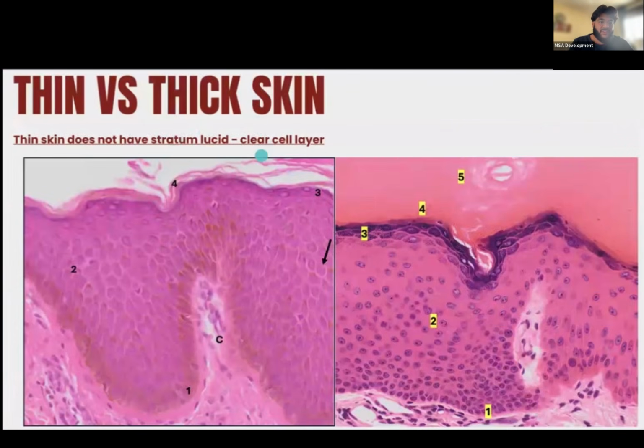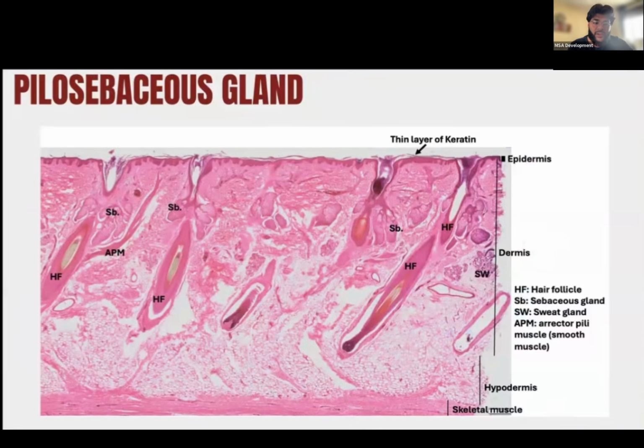Okay. Thick versus thin skin. Again, as I said earlier, the only difference is that your thick skin also has your stratum lucidum, which is necessary to help with protection against friction. Let's move on to our pilosebaceous gland.